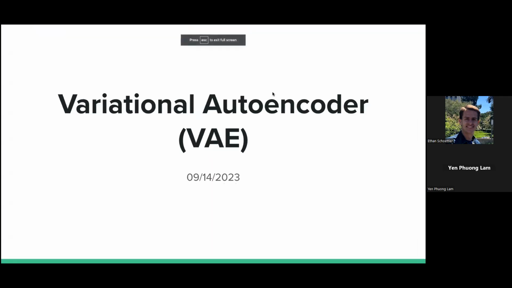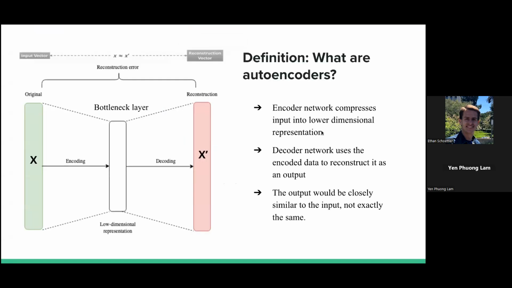Okay, so this week I have learned about the variational autoencoder. The first thing is a review of the autoencoder. It has an encoding process and a decoding process. We put in the input, encode it into the bottleneck layers, and then reconstruct it as an output. The difference between the output and the input we call the reconstruction error.